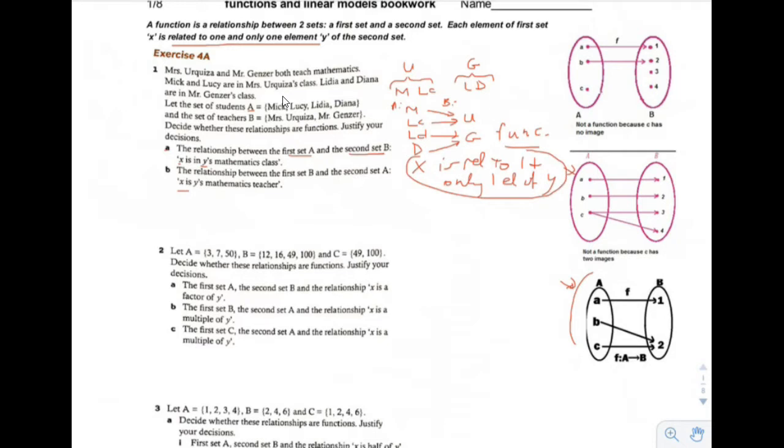x is y's math teacher. So now the inputs are U and G, Urquiza and Genzer, and then we have the students on the right side. And then we draw our arrows like this. Mrs. Urquiza is Mick and Lucy's teacher. Mr. Genzer is Lydia and Diana's teacher. So now it looks kind of like this one here, where you have one input mapping to two different outputs. And remember, that is not a function. So it's not a function.